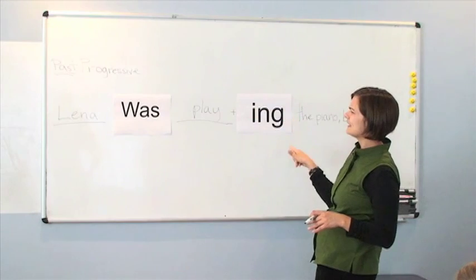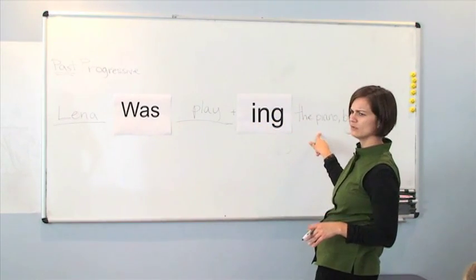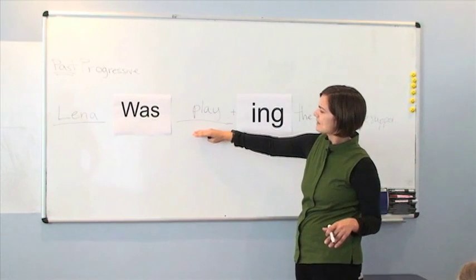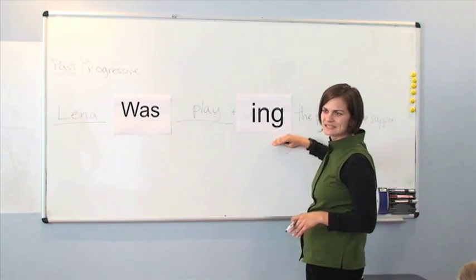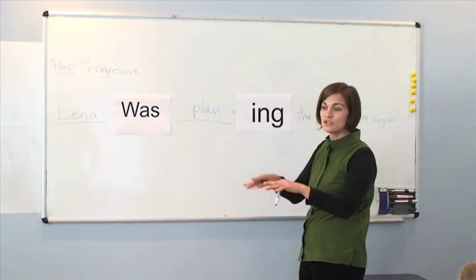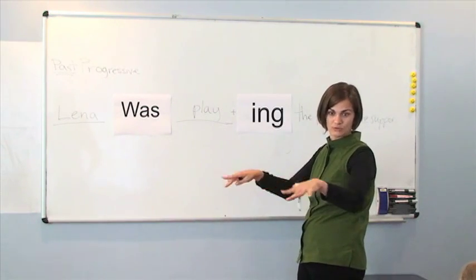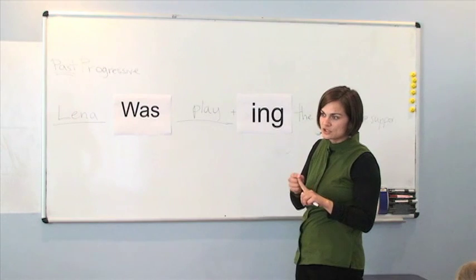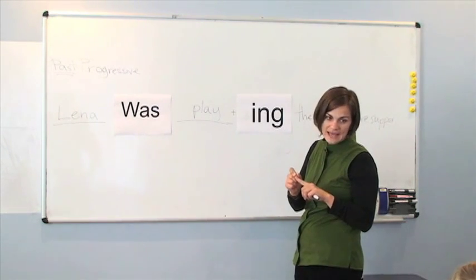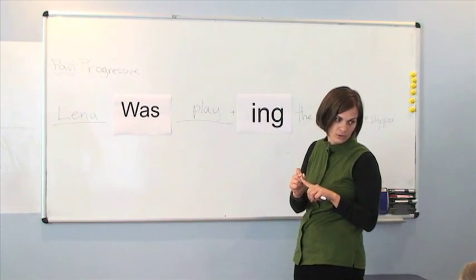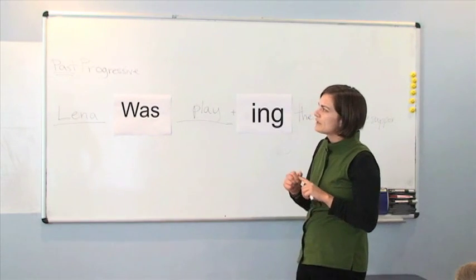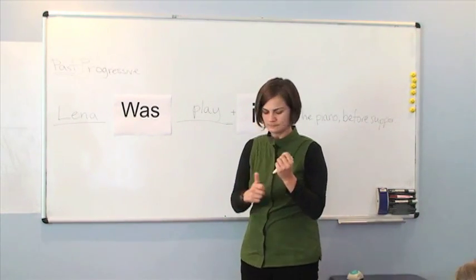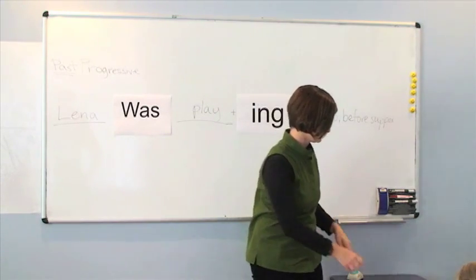When was Liana playing the piano? Before supper, right? So this was something that happened continuously. She continued to play the piano before supper. So it shows us relationship of an action happening in time. Okay? That's one rule. Now, what I want us to do is practice this.